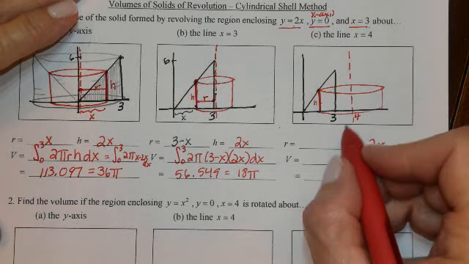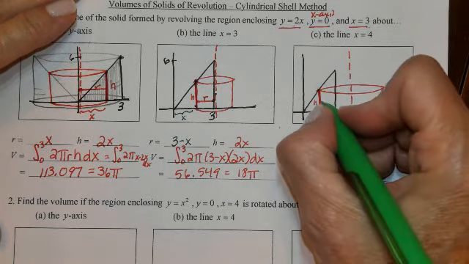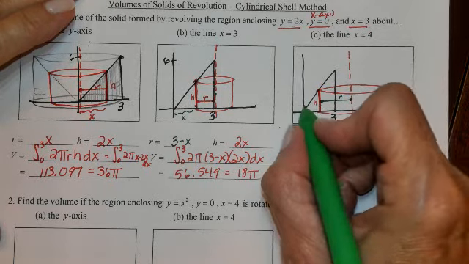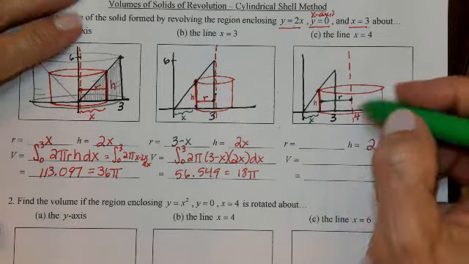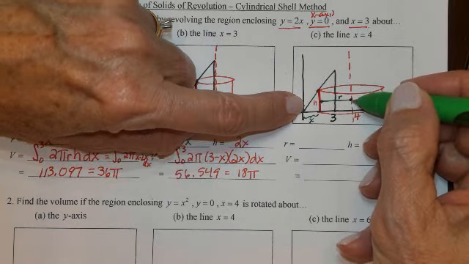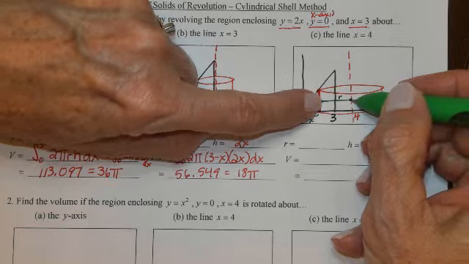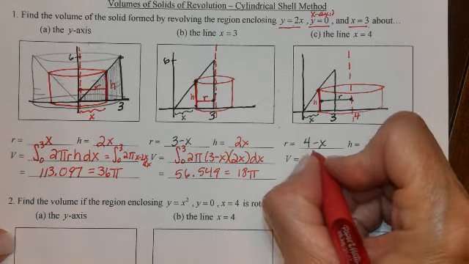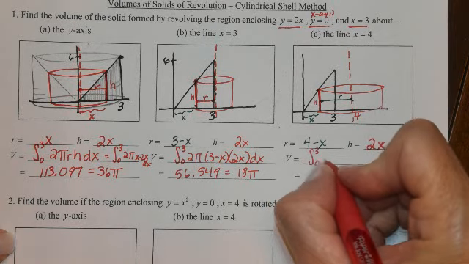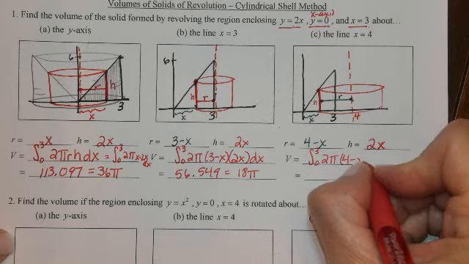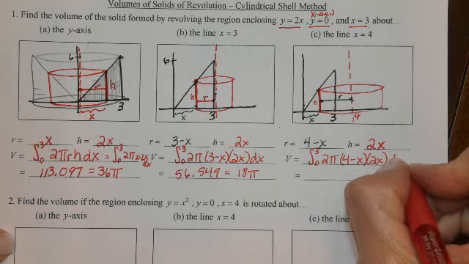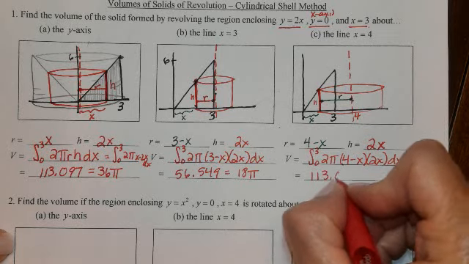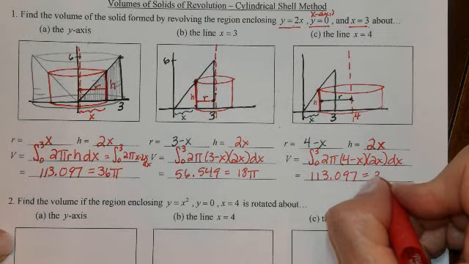What is the radius this time? Well, I can see the radius. Here's the radius. There's the radius. From the y-axis to our slice is x. So the radius must be 4 minus x. So the volume will be the integral from 0 to 3, 2 pi r h. And when that goes into your calculator, we get 113.097 again, which is still 36 pi.